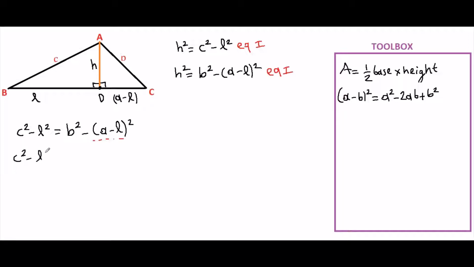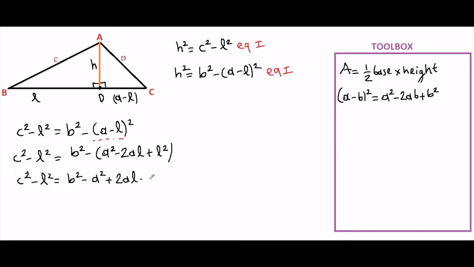So let's expand as a squared minus 2aL plus L squared. And we can distribute the negative sign into the parentheses. c squared minus L squared equals b squared minus a squared plus 2aL minus L squared. So we just distribute the negative sign into each term. Now we have negative L squared on both sides that we can eliminate.